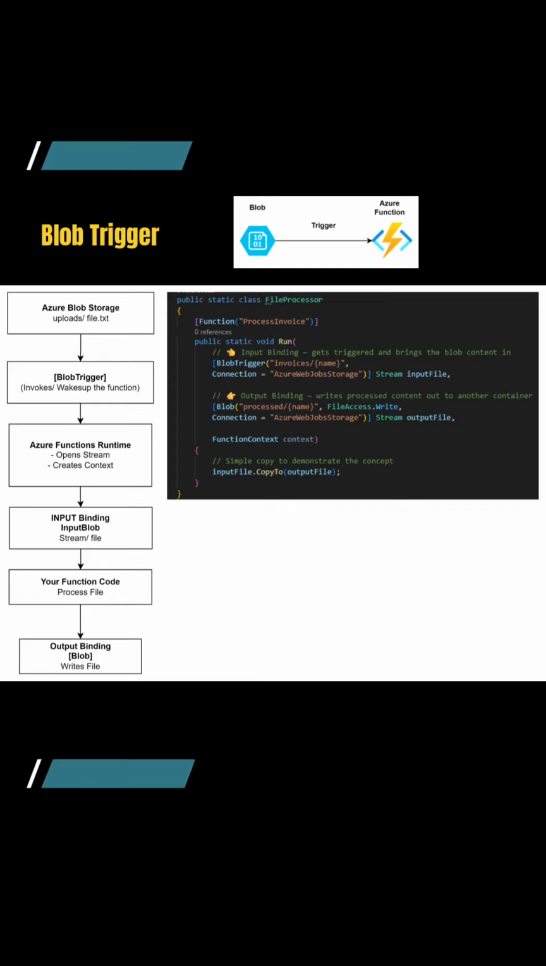And then you have your function logic. In this case, it's pretty simple. You just copy the input file to the output file, which is again the file that is expected to be returned to another blob specified by this particular connection string and into this specified container, which is processed container.